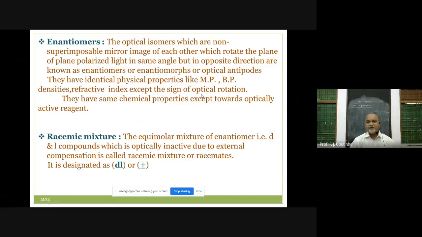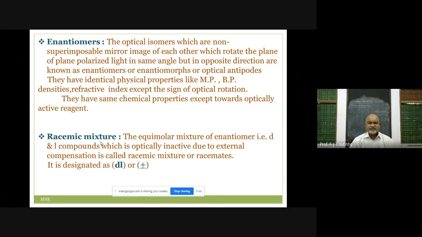except the sign of optical rotation. So they have the same chemical properties except towards optically active reagents. That is a very important topic in enantiomers, and we should really concentrate, because this topic tells you the rotation, which tells you the angle, and which tells you the asymmetric carbon atom.